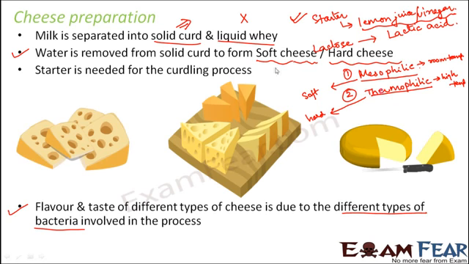But during the formation of this soft cheese or hard cheese, the bacteria which are involved also play some role. So each bacteria will have different metabolism. They will have a different way of doing things. So as a result, the chemical reactions which take place for each of the bacteria are a little different, and as a result, the flavor and taste of the cheese also varies.